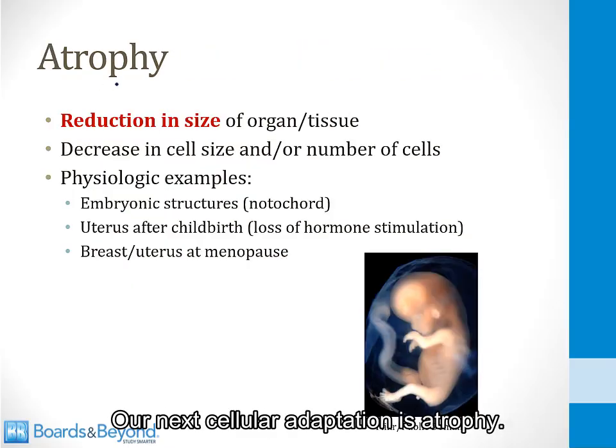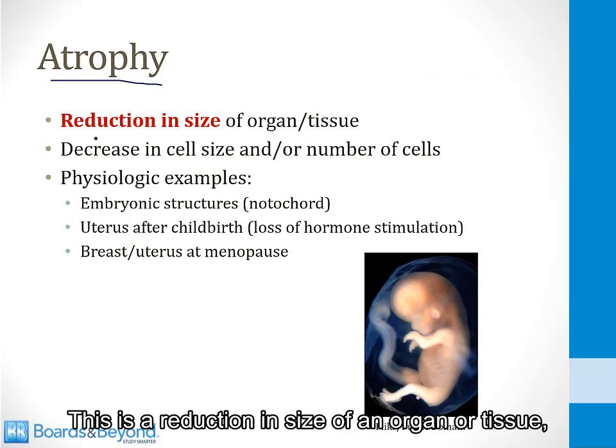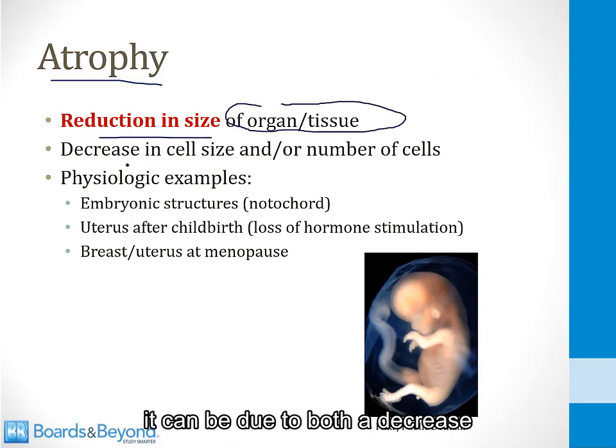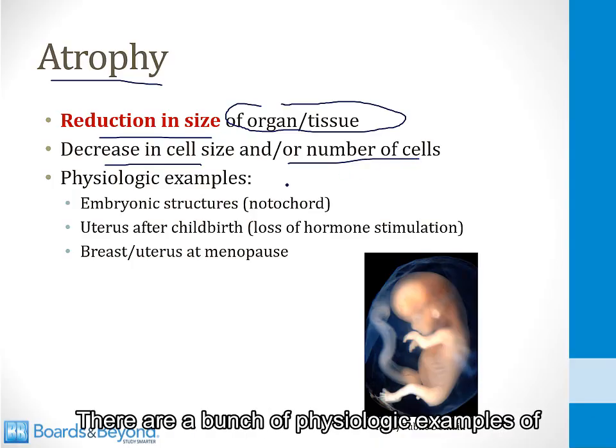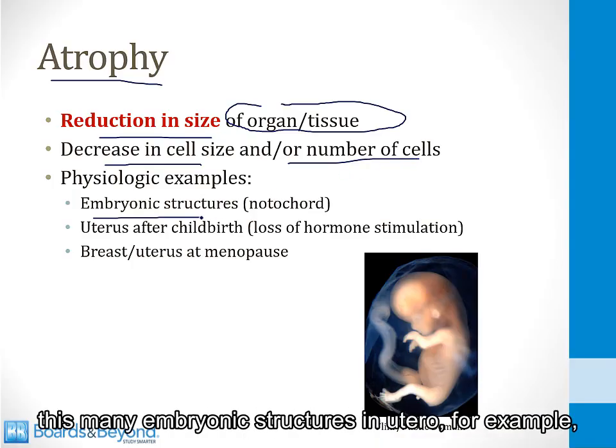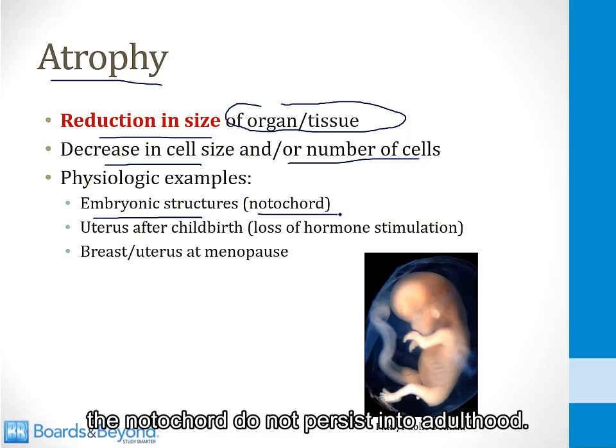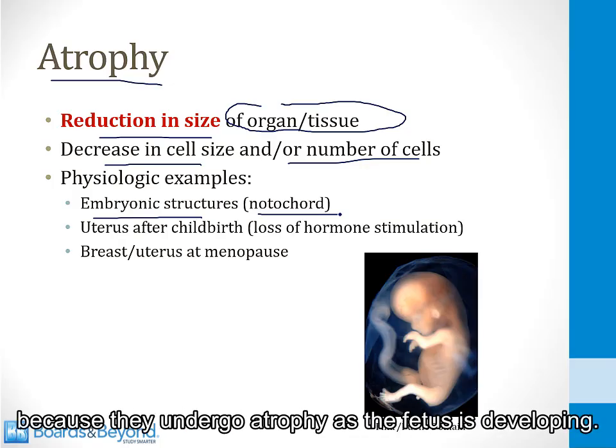Our next cellular adaptation is atrophy. This is a reduction in size of an organ or tissue. It can be due to both a decrease in the size of the cells in that organ or a decrease in the number of cells. There are a bunch of physiologic examples of this. Many embryonic structures in utero, for example the notochord, do not persist into adulthood, and the reason they don't persist is because they undergo atrophy as the fetus is developing.